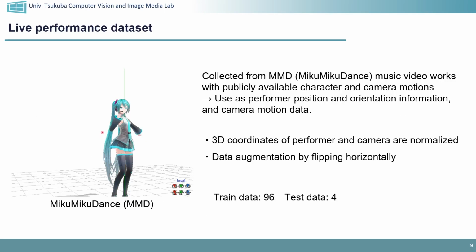included. In this research, we used data from MMD, a 3D CG animation creation software, as the dataset for live performances. From music video works using MMD available online, we collected motion data for performers and camera work. We then performed pre-processing normalization on the three-dimensional positions of the collected character and camera motion data. By mirroring each motion data left and right as a data augmentation, we constructed a dataset consisting of 96 training data and 4 evaluation data.